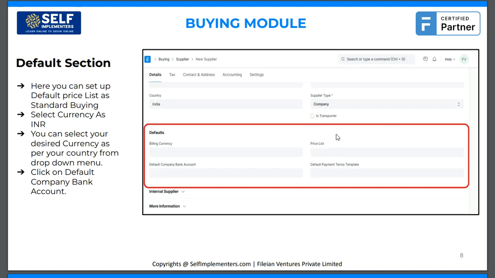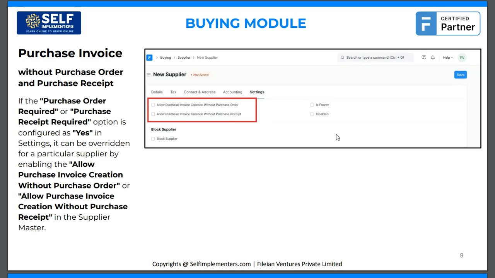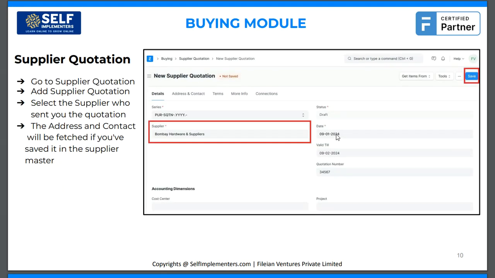Then we will see the different tabs of the supplier master like the details tab, tax tab, contact and address, and accounting and settings. So we will check some settings of the supplier master.